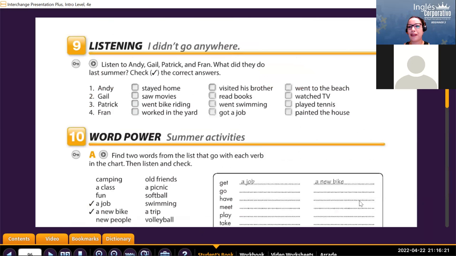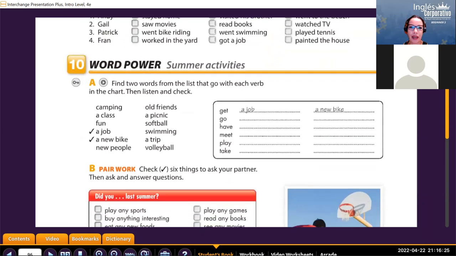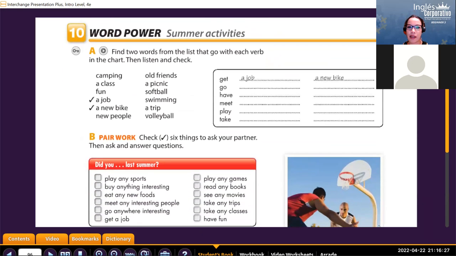Okay, vamos a ver cómo estamos con el vocabulario. Este es el Word Powered Summer Activities. Este video está en la plataforma y pues tenemos que poner las dos palabras de la lista que van con cada verbo. Tenemos las primeras hechas con los verbos get, go, have, meet, play y take. Dos palabras acompañan estos verbos.